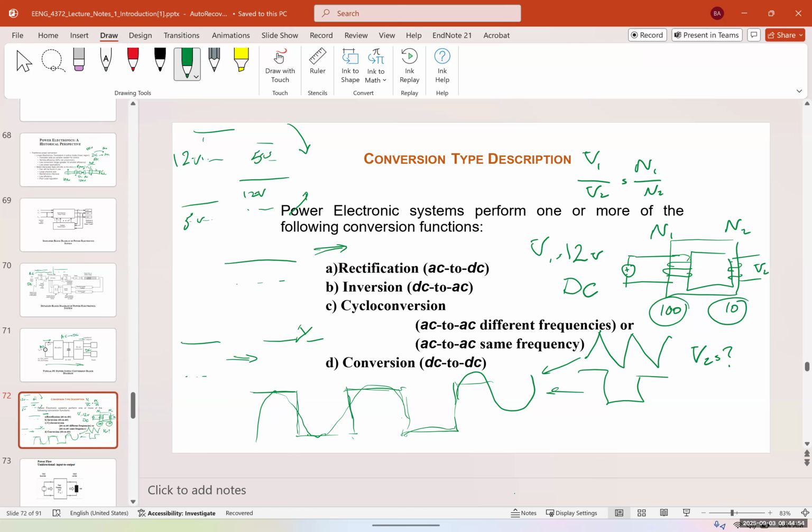I think this was an FE question for 2019. I have to double check. What is it?